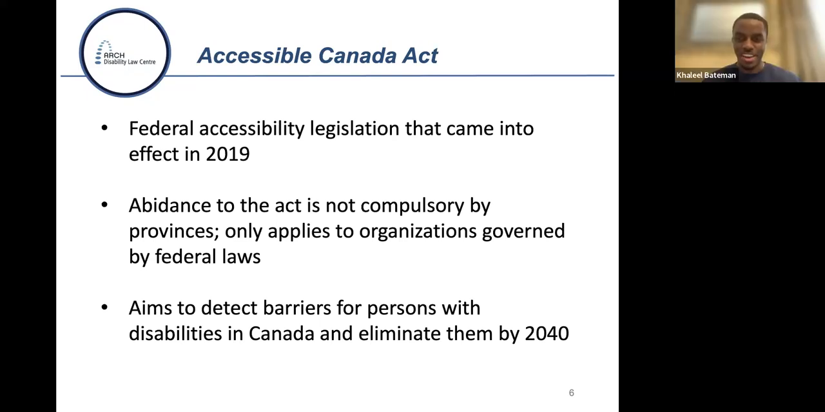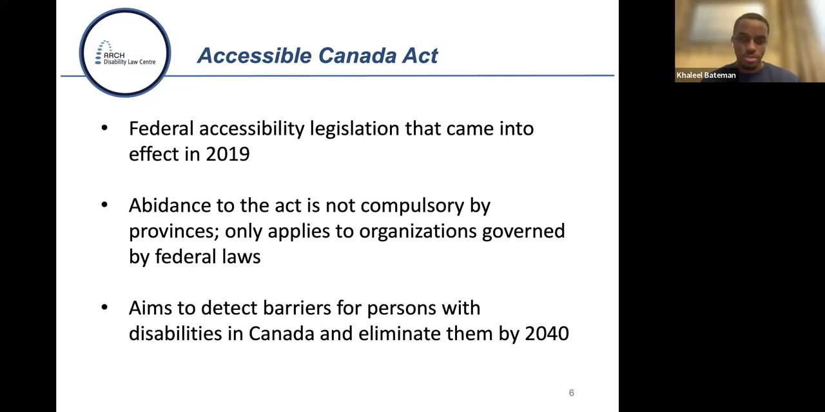Hi, everyone. Hope everyone is doing well. Thank you for the introduction, Lila. So, yeah, now that you have a bit of background information about us, we will get into what the Accessible Canada Act is. So what is the ACA? The ACA is a federal accessibility legislation that is still fairly new, as it came into effect in 2019.